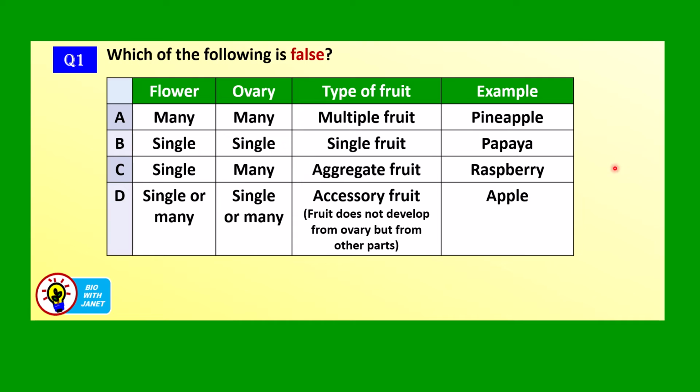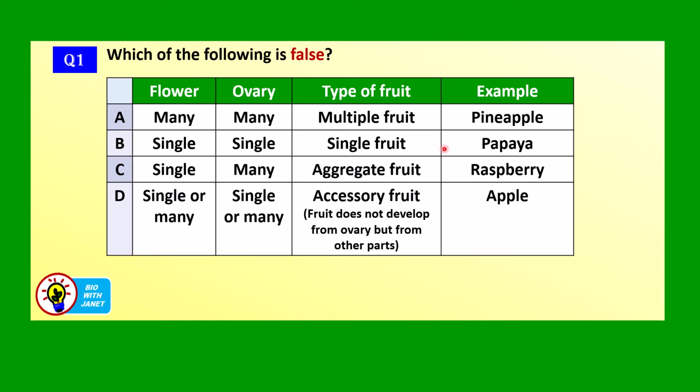Right, let's discuss this question. Here's a table with the titles flower, ovary, type of fruit, and an example of the fruit. For example, multiple fruit. A multiple fruit is formed or develops from many ovaries in many flowers or in a cluster of flowers. Is that correct? Yes, it's correct. The example given, pineapple, is also correct.